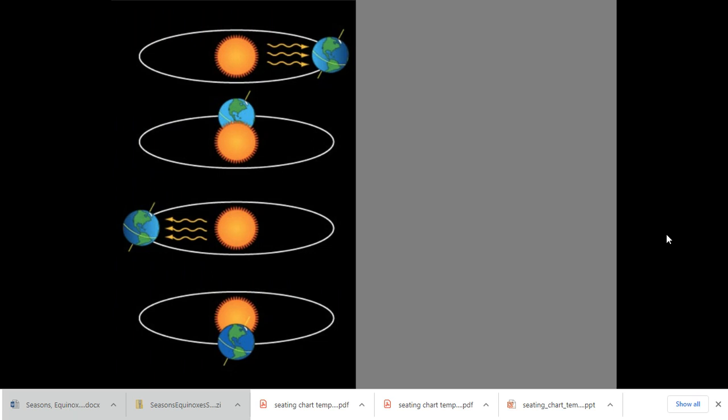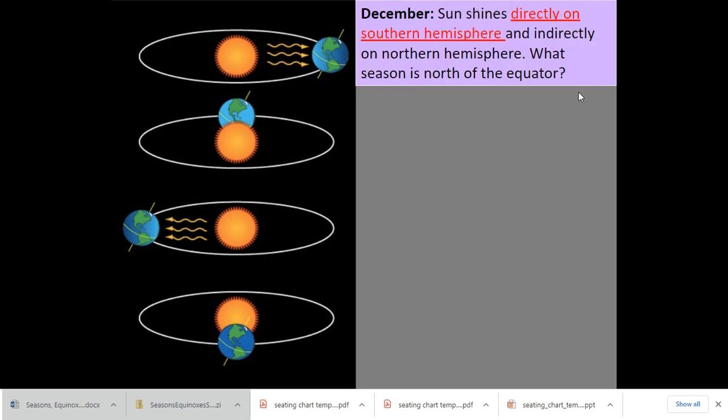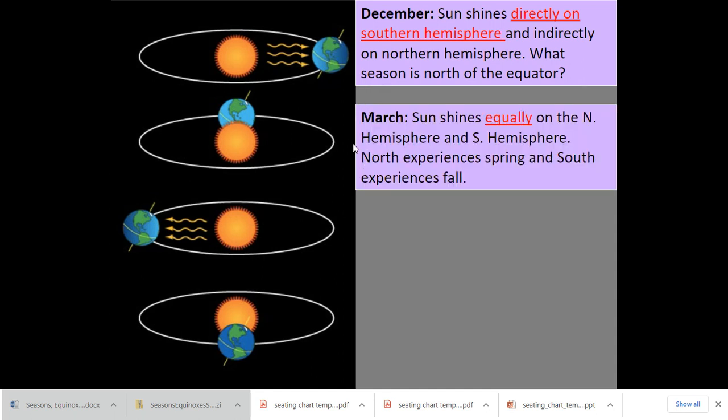Looking at this image here, we can try to predict exactly what seasons the northern and southern hemispheres are experiencing. So in December, the sun shines directly on the southern hemisphere. So if you're looking at the top, you'll see that the southern hemisphere is receiving more of the rays. Therefore, it's summer in the southern hemisphere and winter in the northern hemisphere.